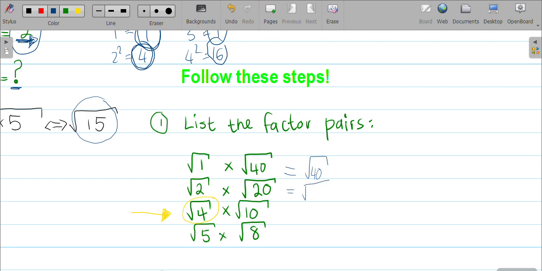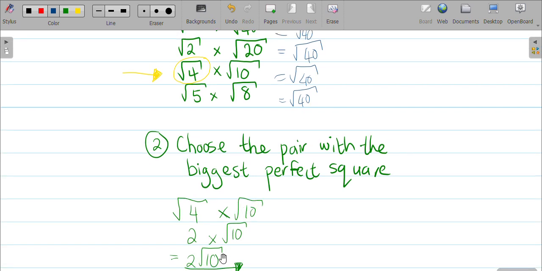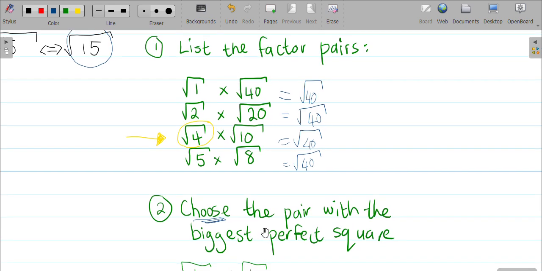So this is also equal to 40, this is also equal to 40, and this is also equal to 40. So Mr. Hing, what are you trying to say? Basically, step number one, list the factor pairs timesing by each other, and please write the square roots on top. And then the nice and simple last step, step number two, is to choose the pair with the biggest perfect square. So let's have a look and see what is the pair with the biggest perfect square.